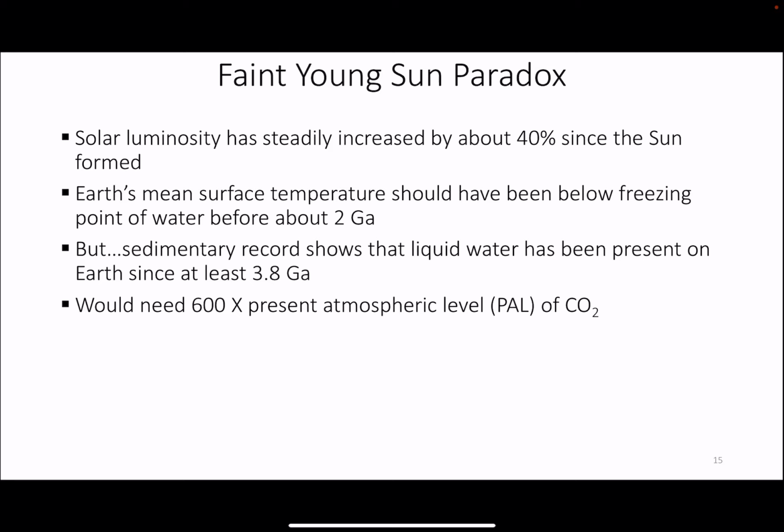So before about 2 billion years ago, Earth's mean surface temperature should have been really low compared to now because of the sun being so much fainter. But the sedimentary record shows that there's been liquid water since at least 3.8 billion years ago, which doesn't really coincide with the first point. And so it suggests that Earth's greenhouse was way stronger in the past. You would need at least 600 times the present atmospheric level of CO2 to account for the fact that you had liquid water when the planet was so cold. And the reality is that geoscientists and paleoscientists still don't really have a great explanation for this.